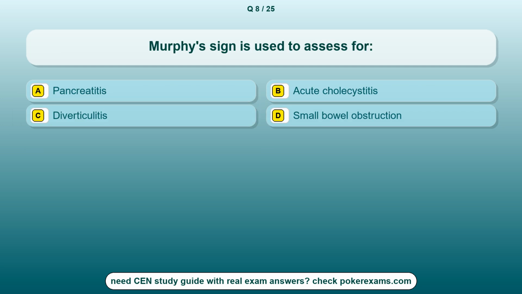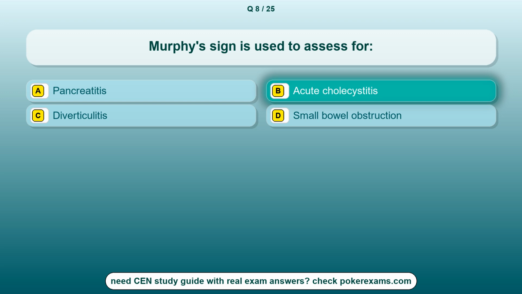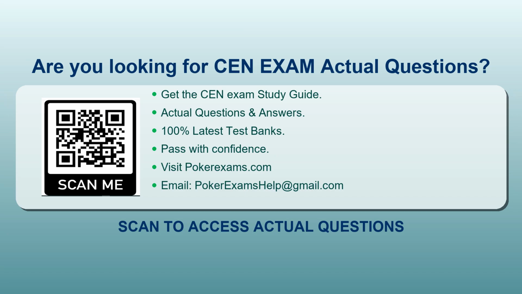Question 8. Murphy's sign is used to assess for Option A. Pancreatitis. Option B. Acute cholecystitis. Option C. Diverticulitis. Option D. Small bowel obstruction. The correct answer is option B. Acute cholecystitis.